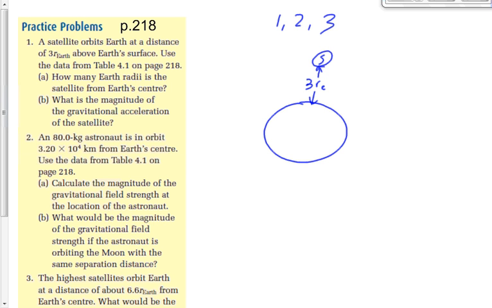We know that the surface of the Earth is 1 times the radius of the Earth away from the center. So that answers question A right now. How many Earth radii is the satellite from the Earth's center? It's 4. 4 times the radius of the Earth from the Earth's center. Now, what's the magnitude of the gravitational acceleration of the satellite? What's another way to ask that question?